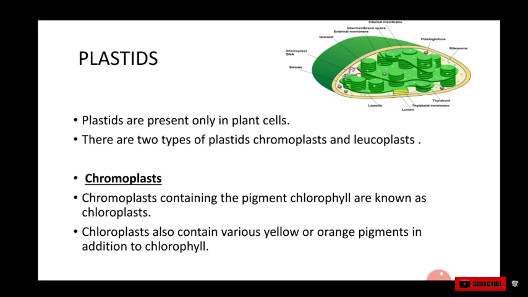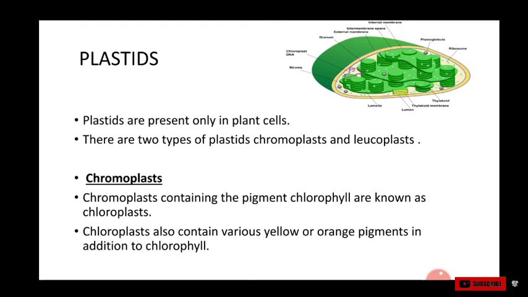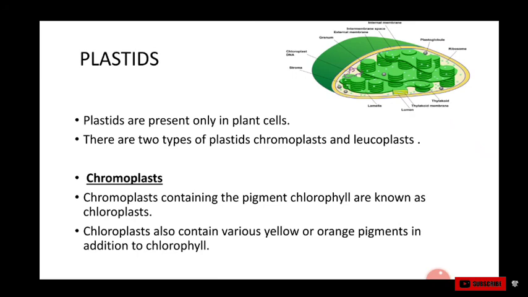Now we see the plastids. Plastids are present only in the plant cell. There are two types of plastids, chromoplasts and leucoplasts. Chromoplasts contain the colored pigments, and leucoplasts are the white or colorless plastids.